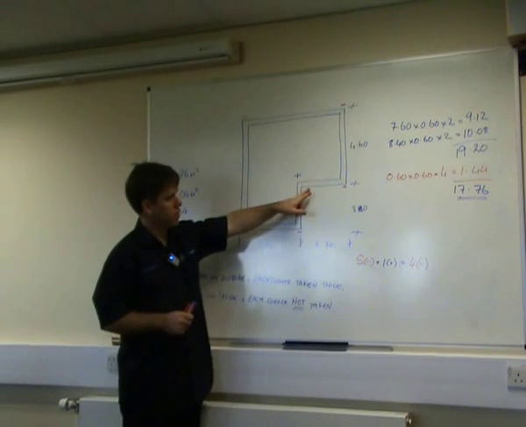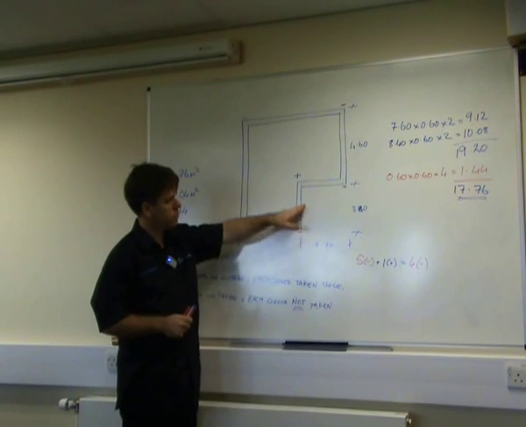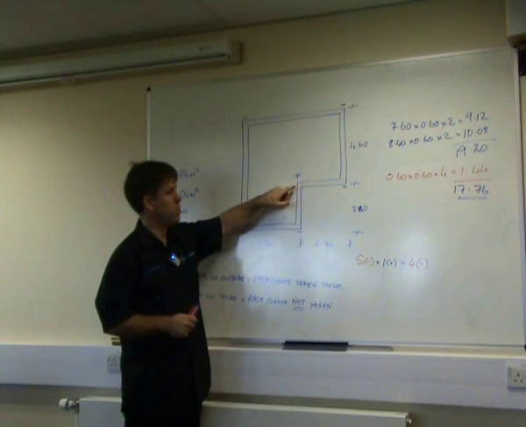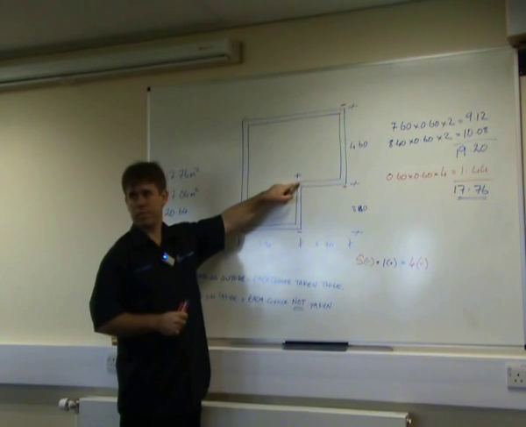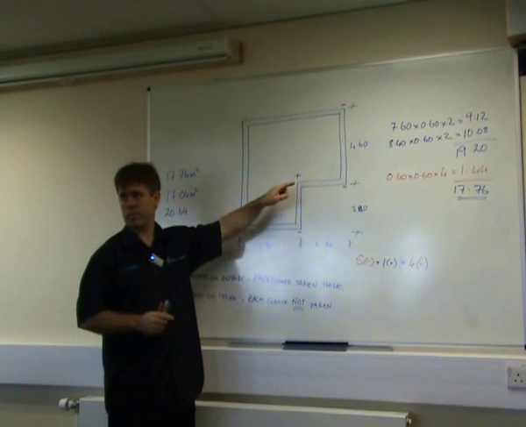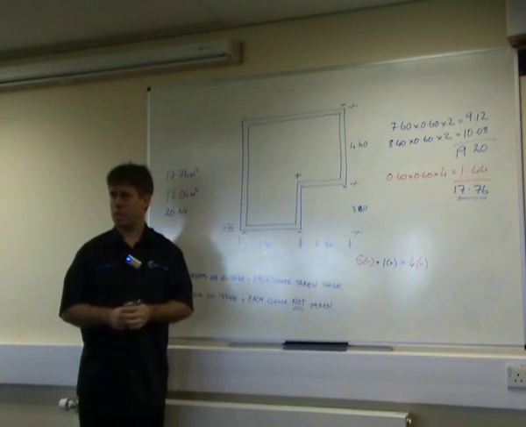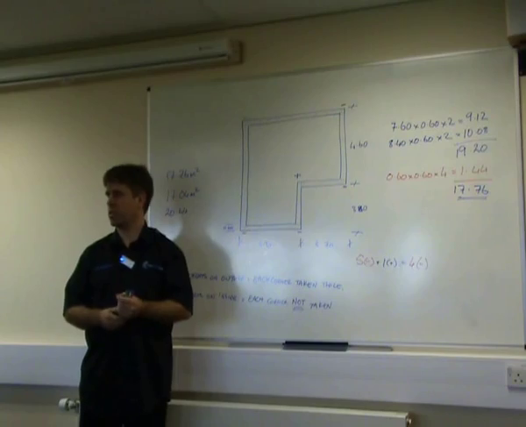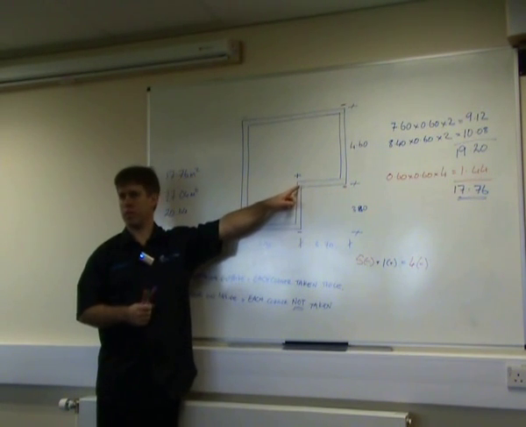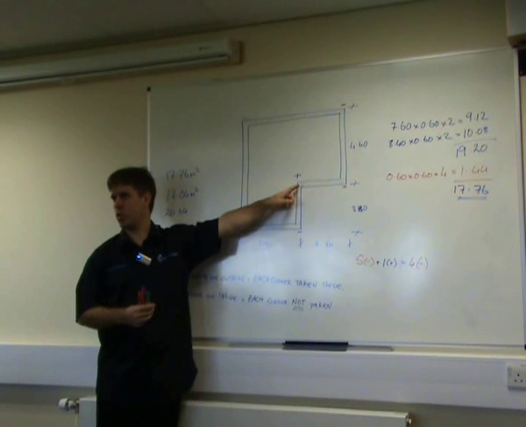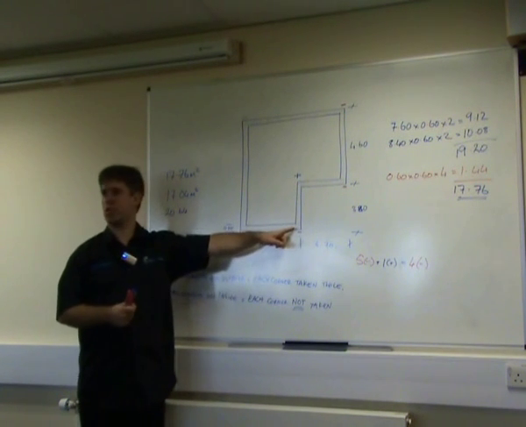Because the measurements are on the inside, it's not gone all the way. So it hasn't been taken at all, so we've had to add it on. Okay, that's understandable. That's the hardest bit to understand. This is what's called an internal corner. Internal corners you always add on. External corners you always take off.